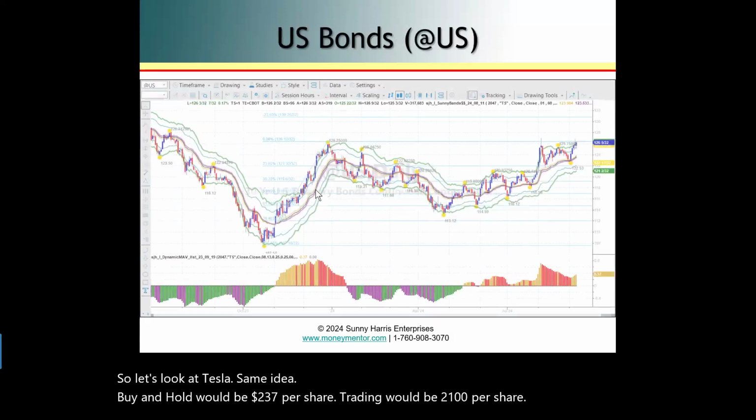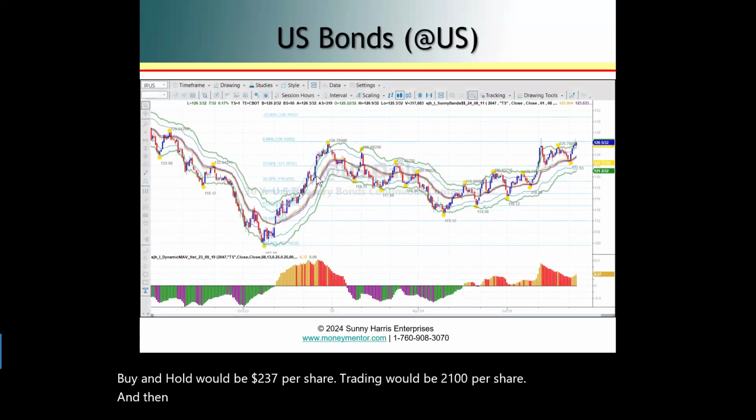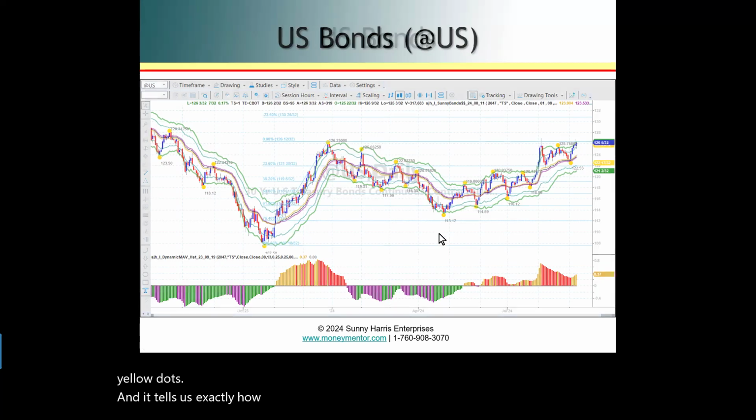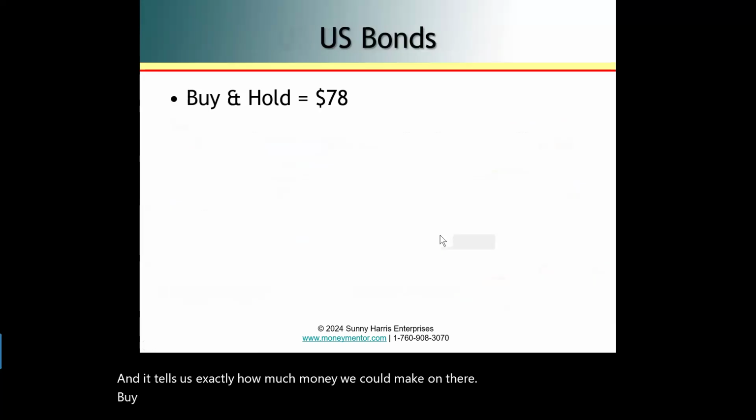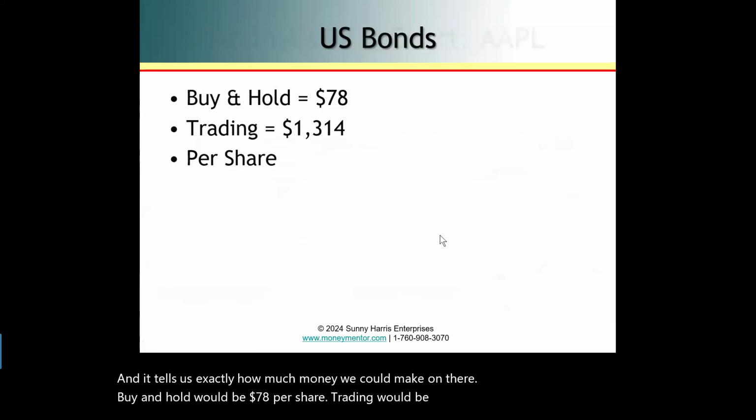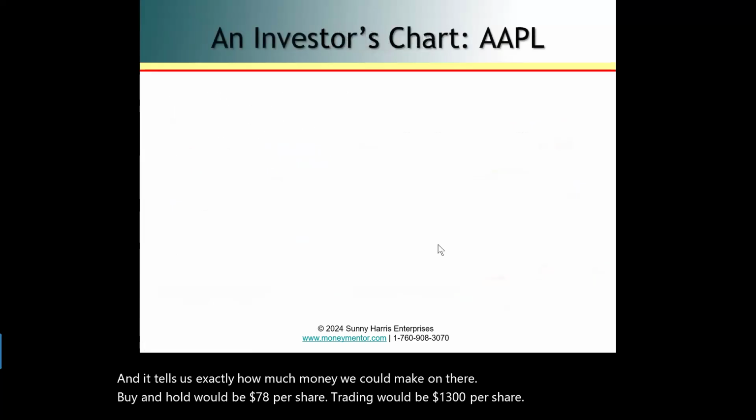And then US bonds, same idea. We've got Fibonacci lines on there. You can see the yellow dots, and it tells us exactly how much money we could make on there. Buy and hold would be $78 per share. Trading would be $1,300 per share. And let's look at Apple.